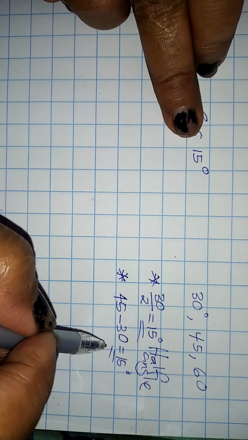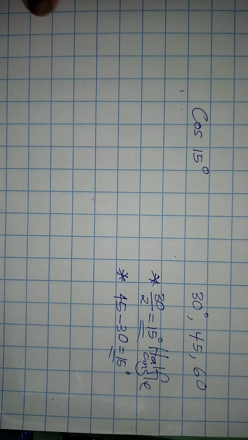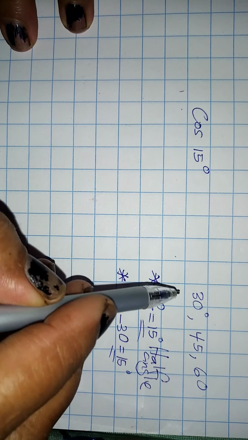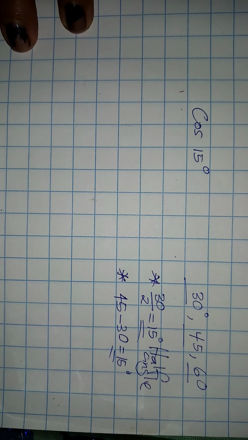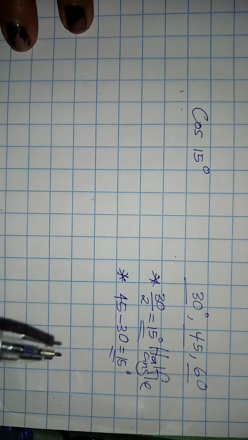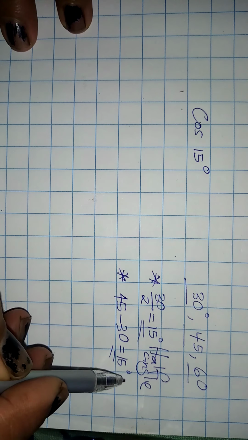But you can't use 15 because 15 will not get you to the exact values. The exact values occur at 30, 45, 60. And after that, we go to the addition formula.